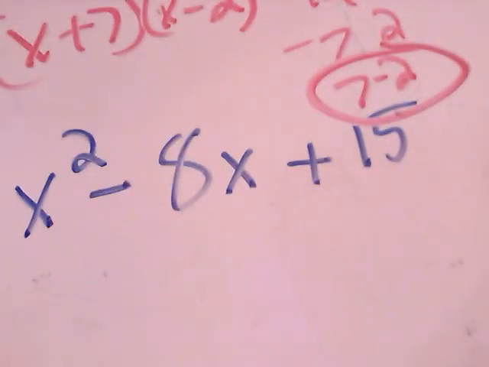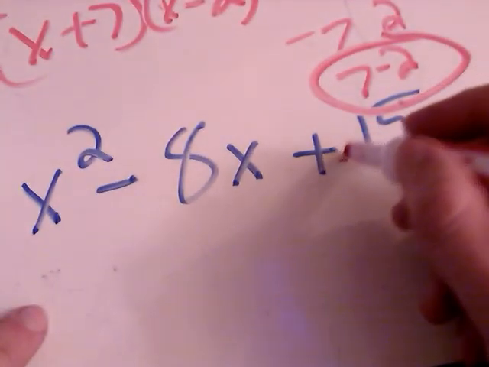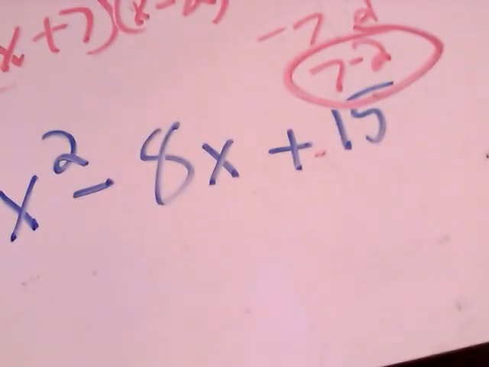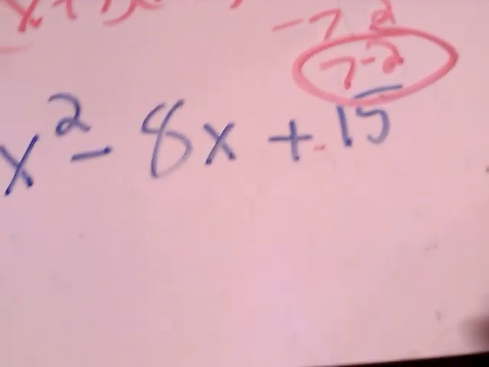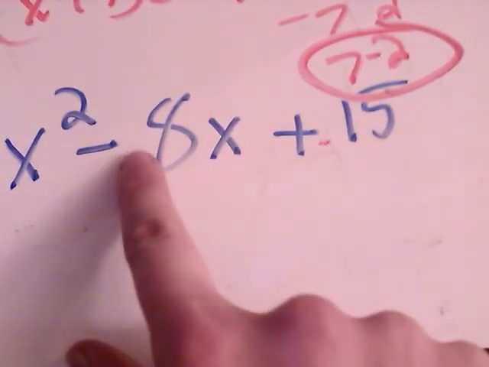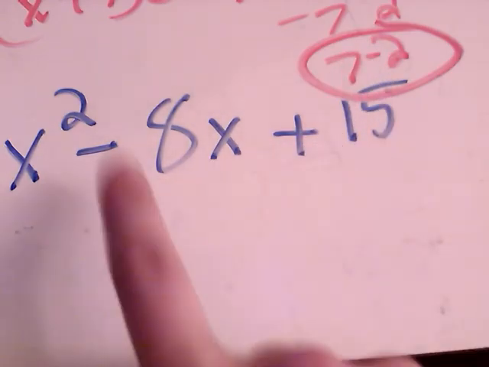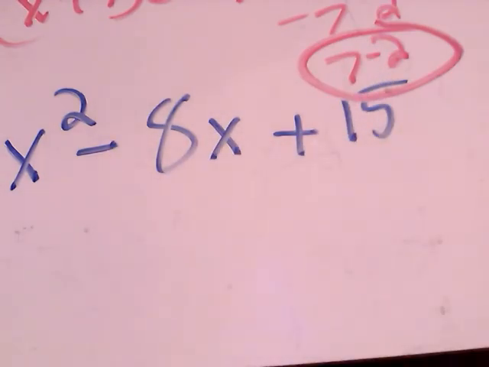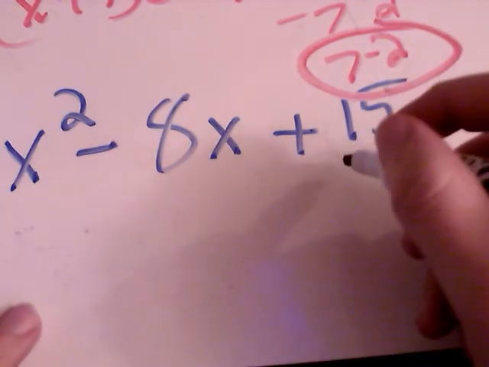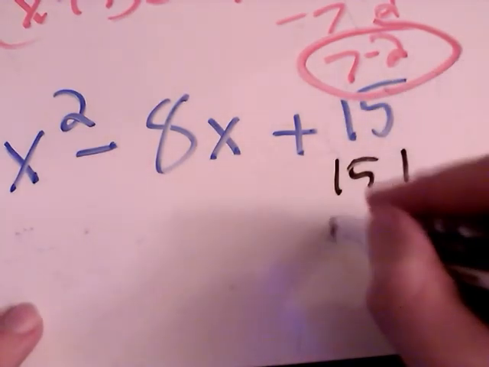Alright, so last example. This one's a little different because our last is a positive, but we have to notice that middle number is negative, which means the numbers have to multiply to give me a positive 14, but add to get negative 8. So now the key to this one is you have to list the factors again. So 15 and 1 and 5 and 3.